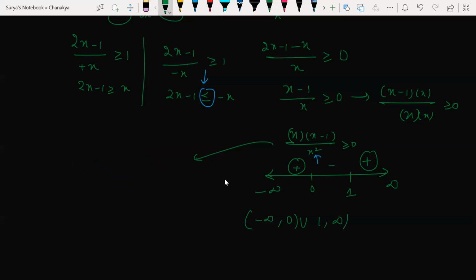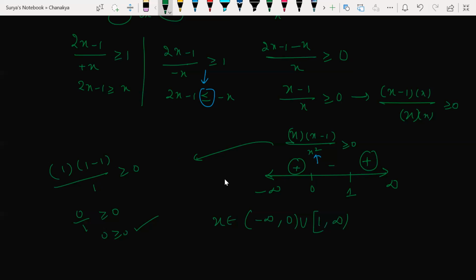Can we include 1 or not? Tell me. Can we include 1 here? 1 into 1 minus 1 divided by 1 square is 1, so 0 by 1 greater than or equal to 0. 0 greater than or equal to 0 is a valid statement. You can include 1 here. Understood my point?